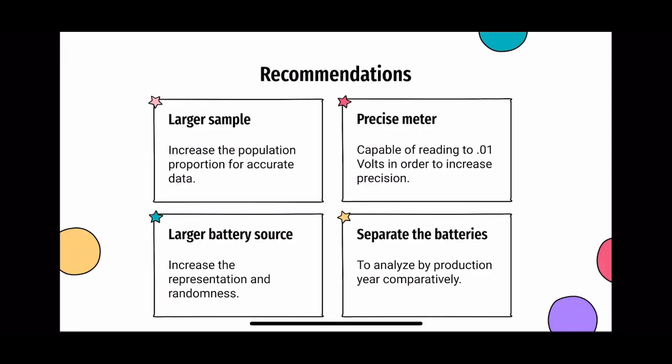In retrospect, I have a few recommendations. To make sure the data complied with the assumptions, I should have had a larger sample number to increase the population proportion to have a more accurate data analysis. I also recommend using a meter capable of reading 100th of a volt in order to increase the precision of the data and to get a more detailed bell curve analysis. Additionally, finding a larger source of batteries to select from to increase the representation and randomness of the sample would benefit more accurate data and potentially comparable data.